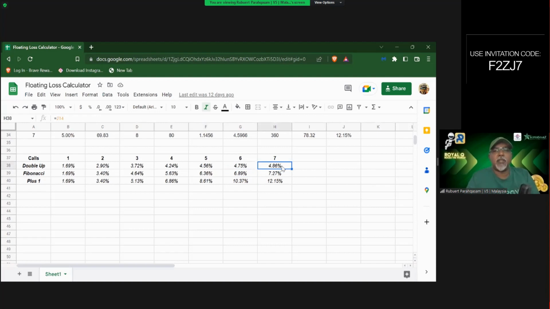Can you see this? By the time I reach call number 7, if I'm using double up, my floating loss is only 4.86. Fibonacci, I'm at about 7.2%, but at plus 1, I'm already at 12%. There are some people who use plus 0. If you're using plus 0, my God, this would be like almost 20% over here. Very, very big floating losses.